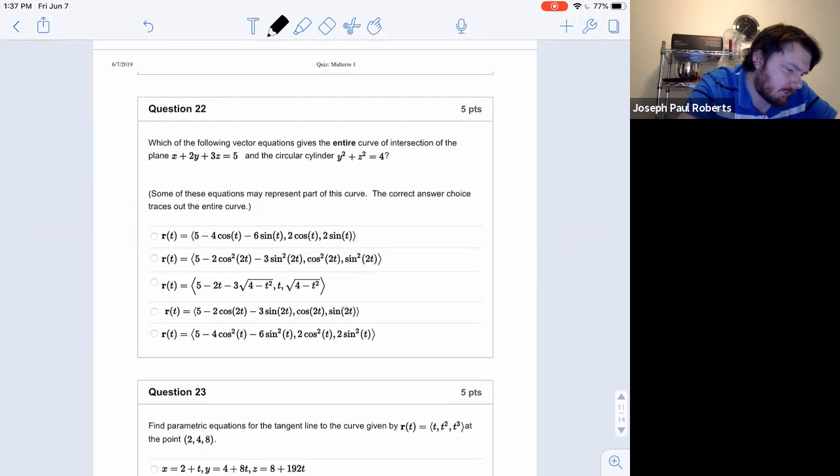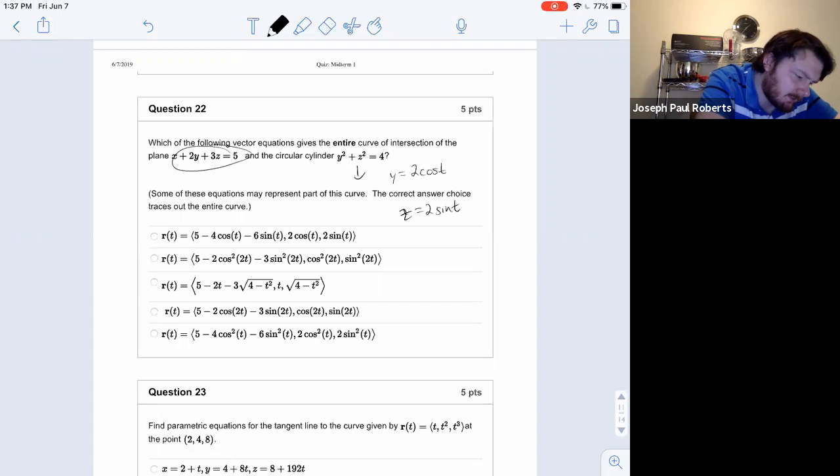Which of the following vector equations gives the entire curve of intersection? So as soon as you see a circular cylinder, we know that we want to use cosines and sines to trace out the entire thing. So z is 2 sine t can take care of that. And then you just solve for x. It's not so bad. So this looks like it's the correct answer.